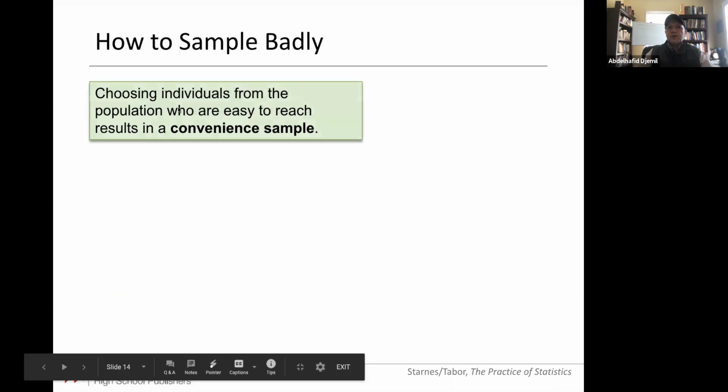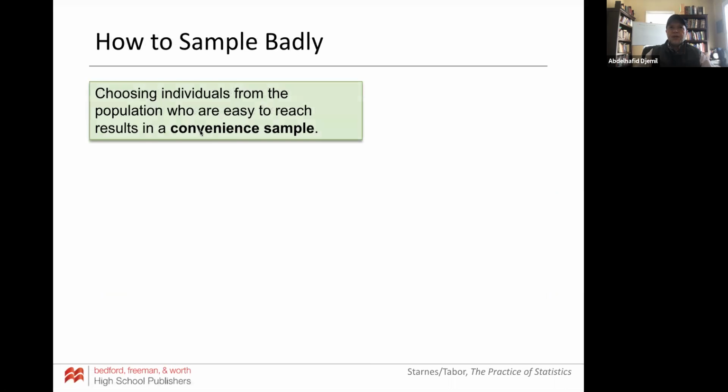Choosing an individual or choosing individuals from a population who are easy to reach results in a convenience sample. You choose some people who are next to you. I asked you, for example, about how many hours people spend on their phone. And you just go to your friends and ask them, or your family members. That is convenience sampling. You did not really conduct a random sampling. You just looked at the people whom you can get the information from easily, and you use that information. That is called convenience sampling.